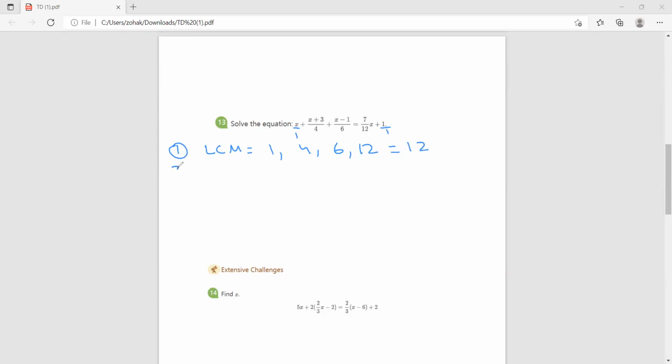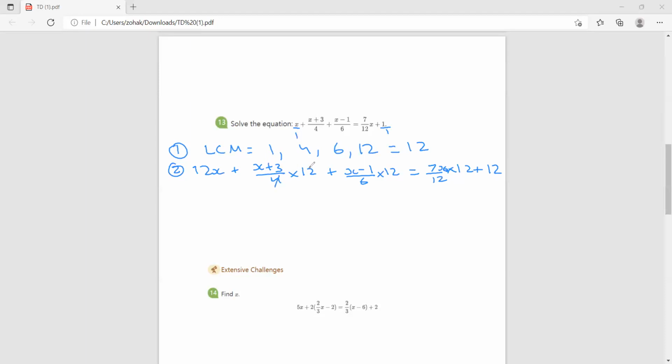Okay, and then our second step is just going to be to multiply each of those terms by 12. So we're going to be doing 12 multiplied by x, which is just 12x, plus x plus 3 over 4 multiplied by 12, plus x minus 1 over 6 multiplied by 12 is equal to 7x over 12 multiplied by 12, plus 1 multiplied by 12, which is just 12.